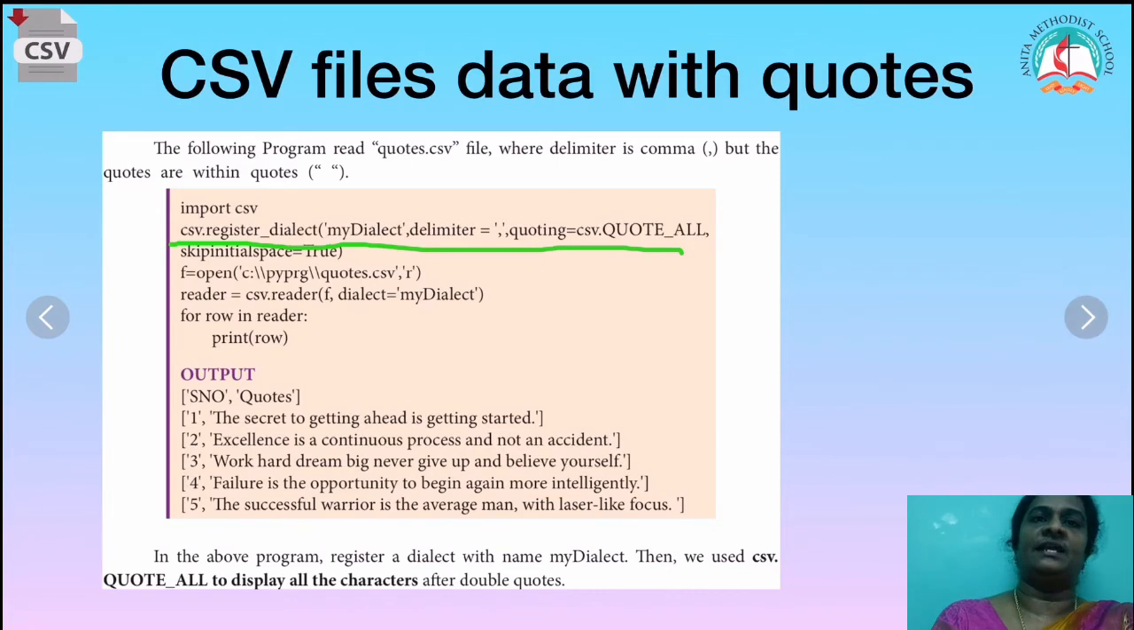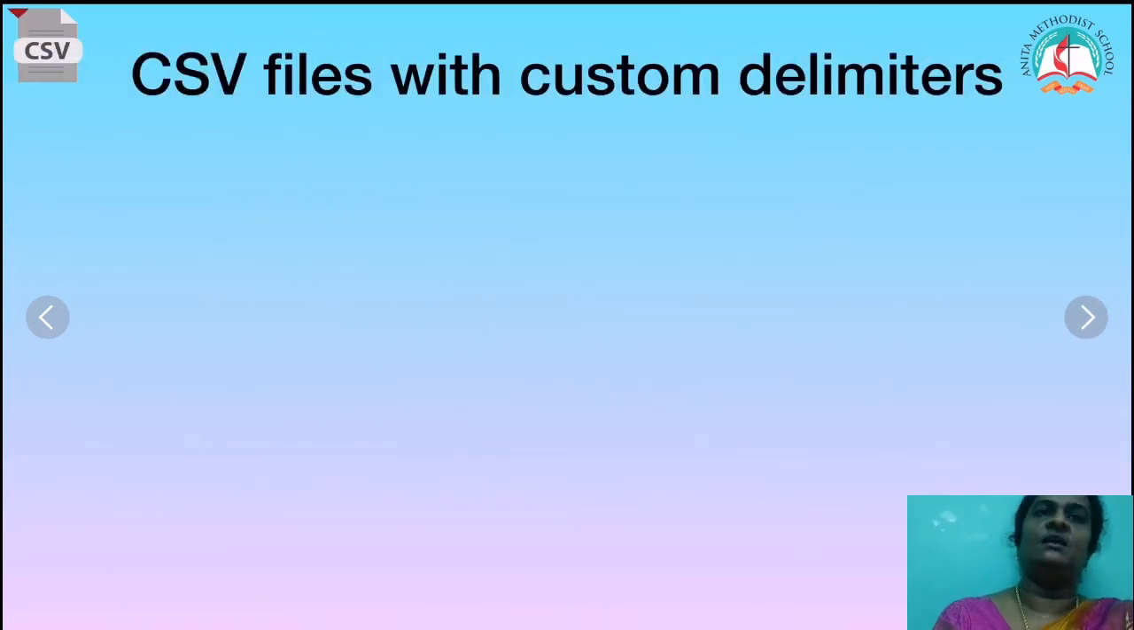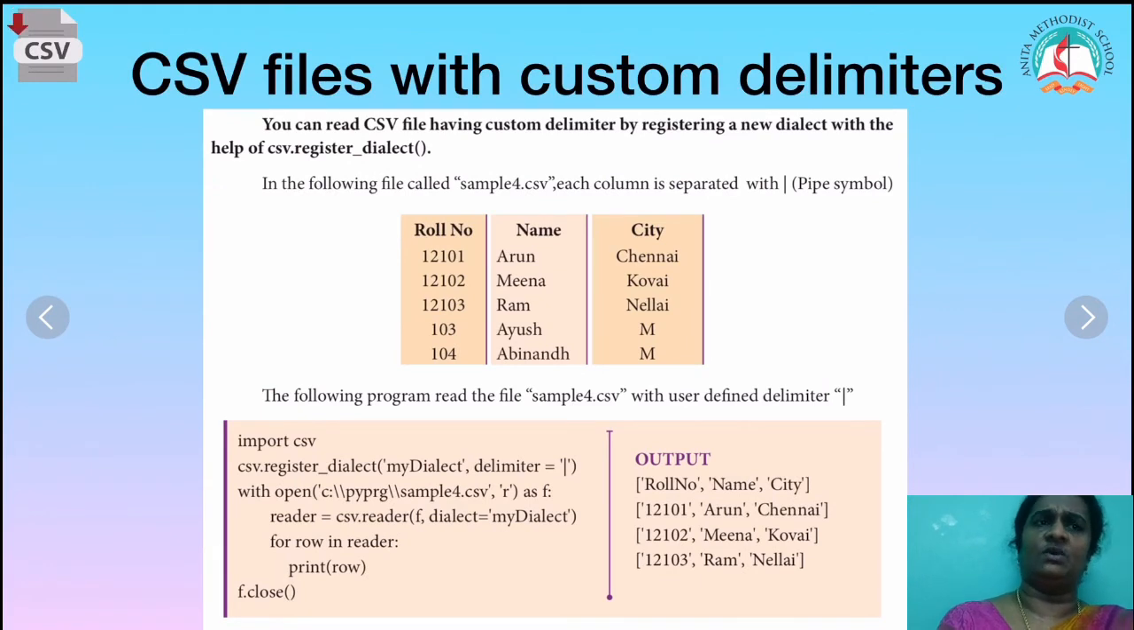Okay, and then the next thing, what's the fourth one we saw after quotes? We saw custom delimiter. So what is a custom delimiter? You can read a CSV file using custom delimiters by registering a new dialect. See here, in the following file, sample4.csv, each column is separated with the pipe symbol. They are going to use a pipe symbol. So that pipe symbol is called a new delimiter. Pipe, quote, comma, full stop, apostrophe, everything is called a delimiter. And when we want to introduce a new delimiter, you have to use a new dialect to introduce it.